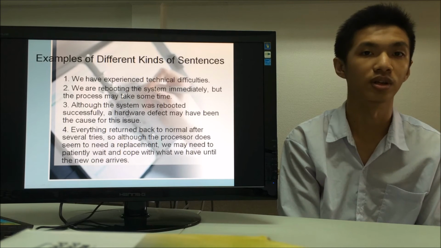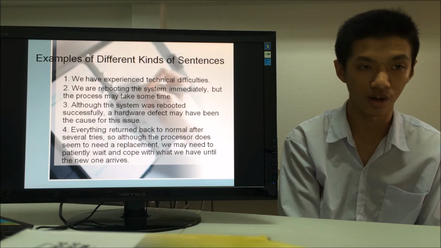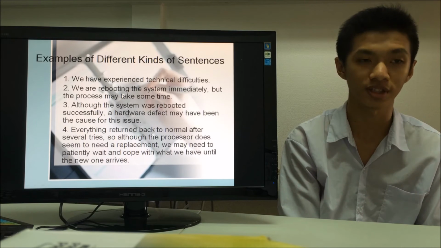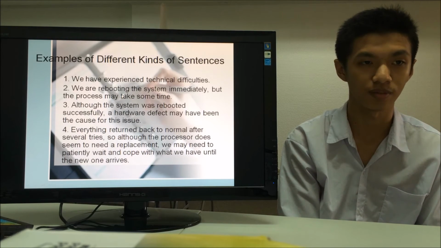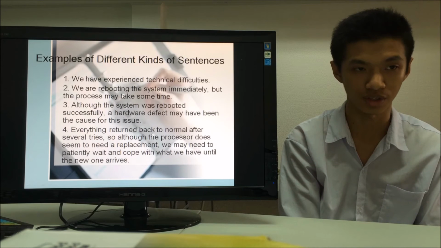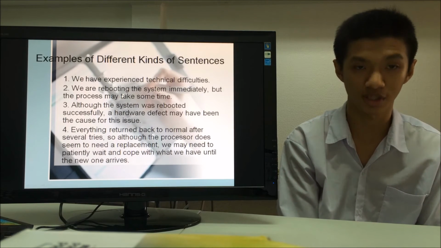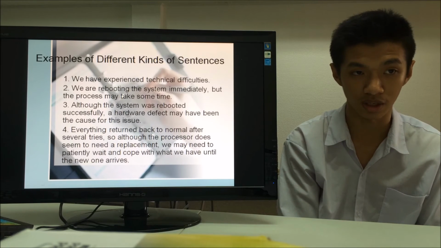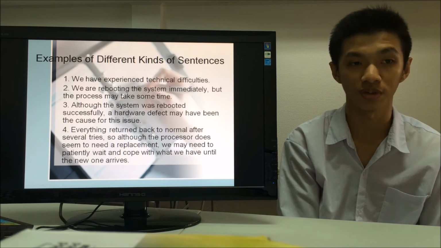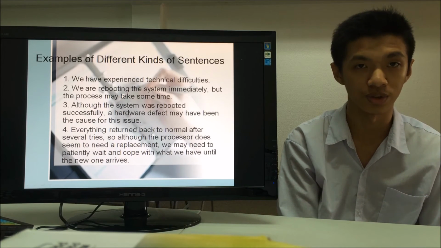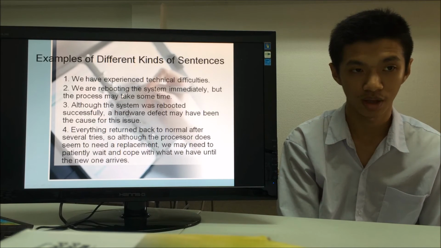In the third example, we have the complex sentence. Although the system was rebooted successfully, a hardware defect may have been the cause for the issue. Although the system was rebooted successfully is a dependent clause, and a hardware defect may have been the cause for this issue is an independent clause.